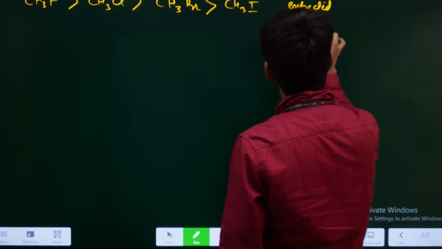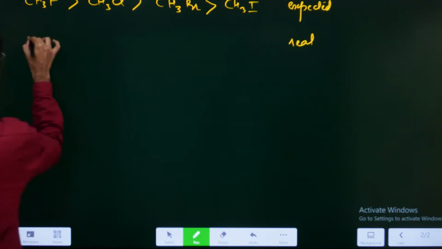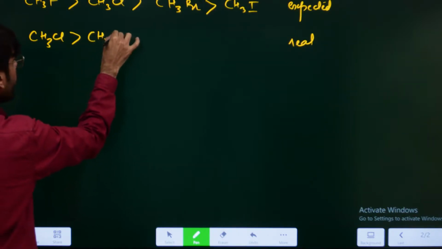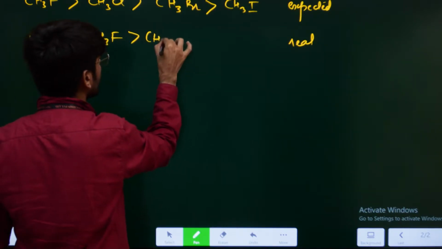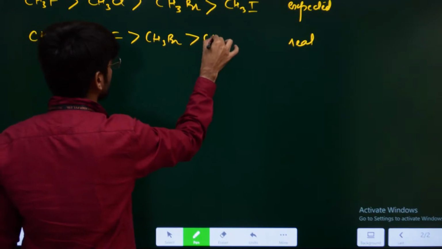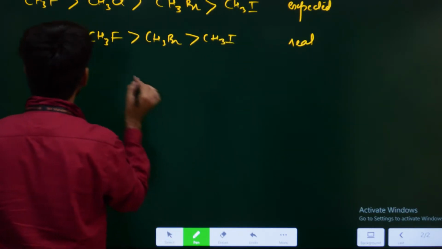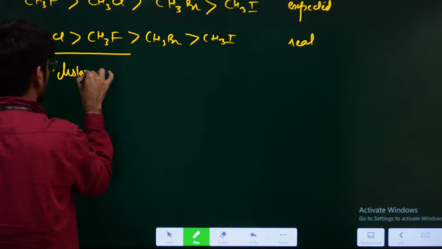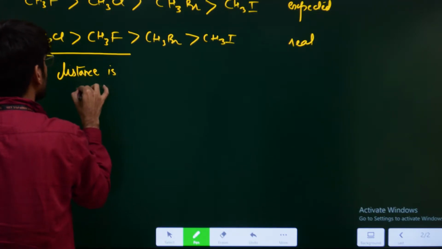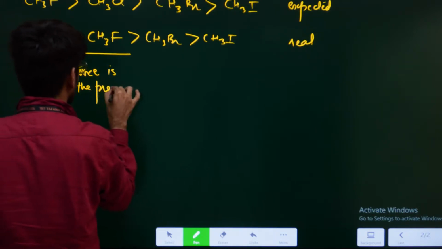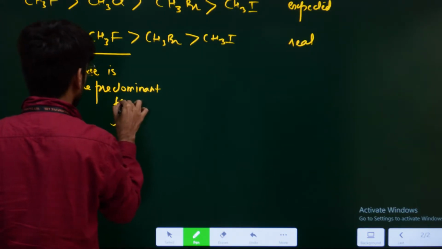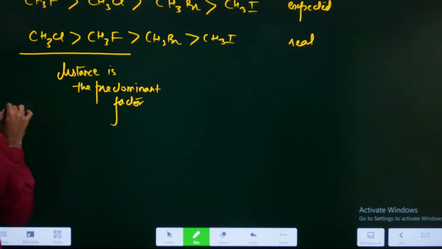But the real order is that CH3Cl is having more dipole moment as compared to CH3F, and then CH3Br and CH3I. If you remember, I told you that this is the case where distance dominates. Distance is the predominant factor. Yes or no?